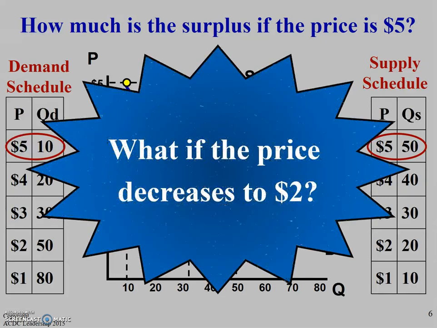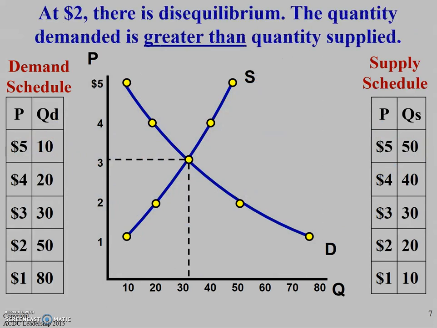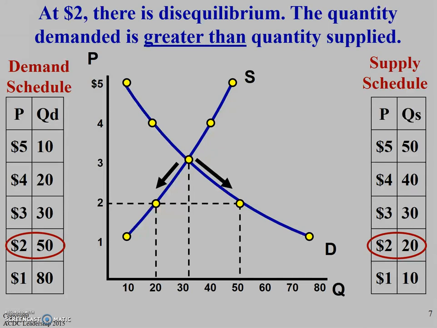Now, what if the price decreases to $2? At $2, there is disequilibrium. The quantity demanded is greater than quantity supplied. So here we are, we dropped our price down to $2. At $2, we're willing to supply 20. But at $2, how many are we demanding? We're demanding 50. So therefore, we have a shortage.